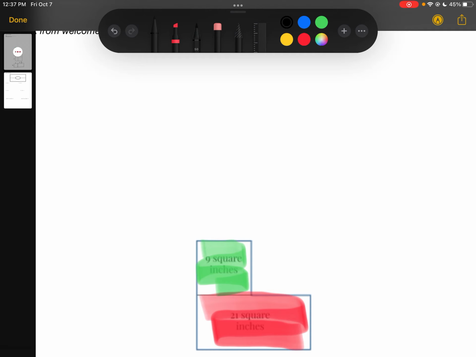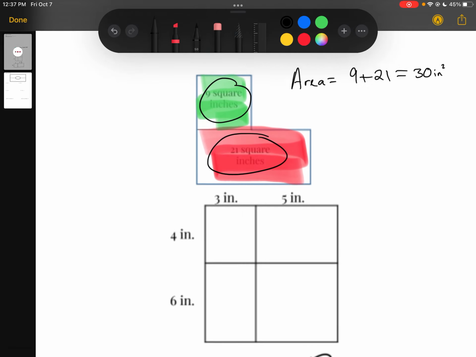So if we look at this, our total area of this box is equal to the inside plus the inside. So 9 inches here, 21 inches here. So we have a total of 30 square inches.